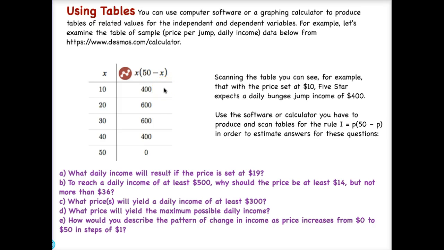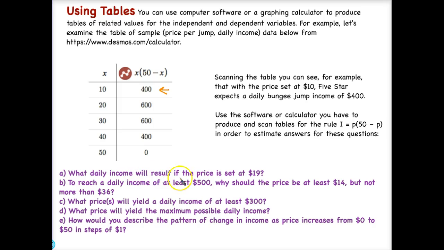Let's analyze our table. I've taken a picture and captured just the 10 through 50 as a price and put it here for us to analyze. So if we scan this table, you can see, for example, that with the price set at $10, Five-Star expects a daily bungee jump income of $400, which is our output right here. If we continue to use the software to produce and scan the table for all these rules, we can estimate answers for these questions too.